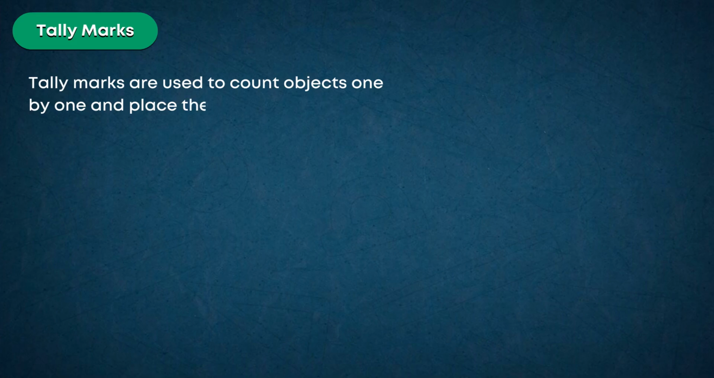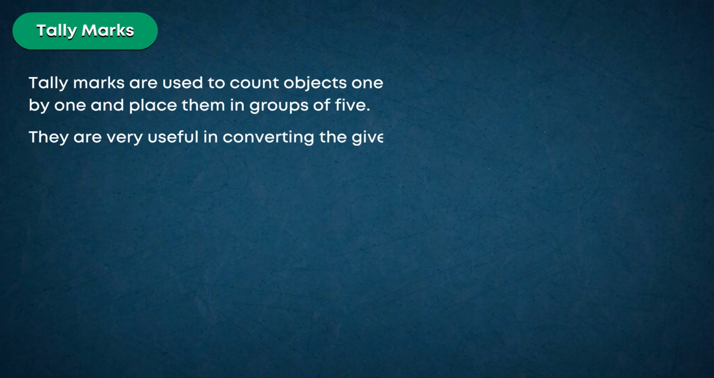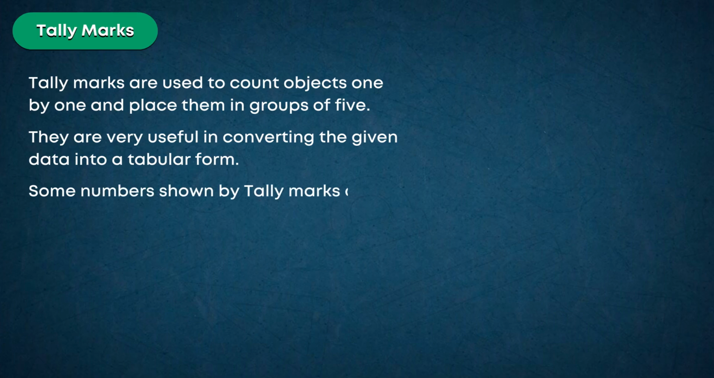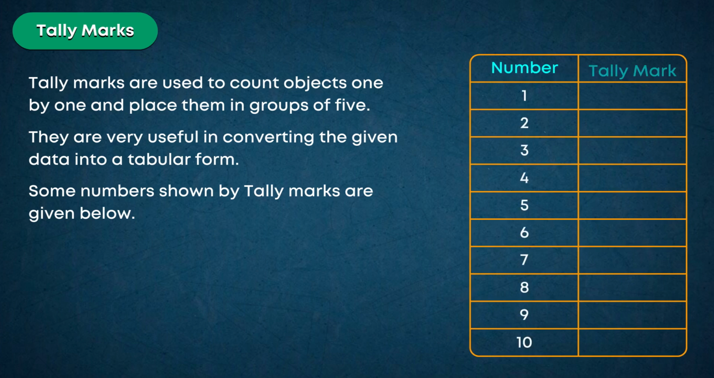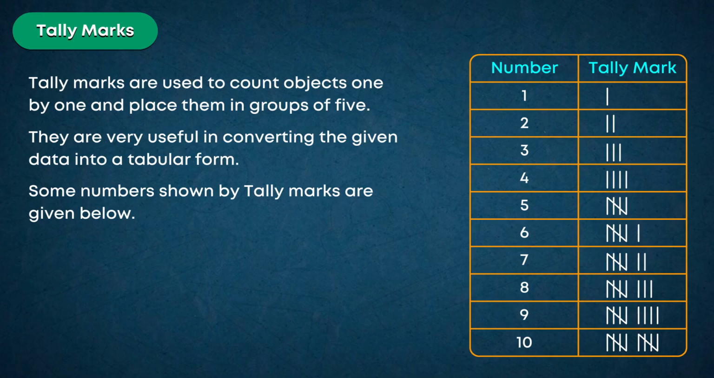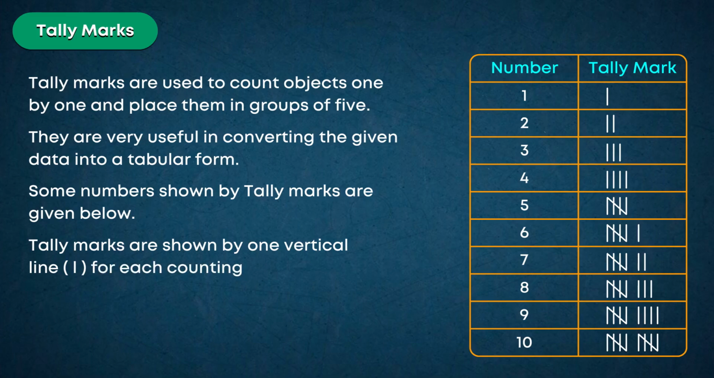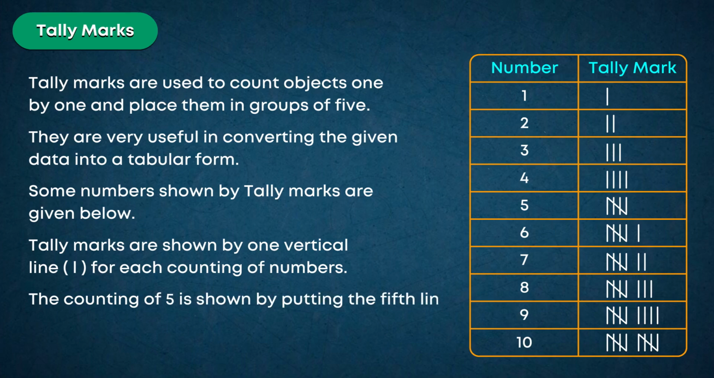Tally marks. Tally marks are used to count objects one by one and place them in groups of 5. They are very useful in converting the given data into a tabular form. Some numbers shown by tally marks are given below. Number, tally mark. Tally marks are shown by one vertical line for each counting of numbers. The counting of 5 is shown by putting the 5th line diagonally across the previously drawn 4 vertical lines.